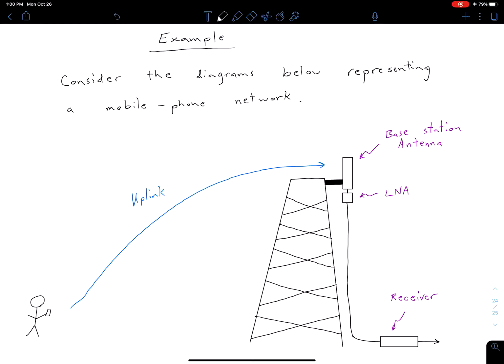It reaches an antenna, which is on top of some tower. After this base station antenna, the signal goes to some low noise amplifier. The signal then goes through some cabling to the bottom of the tower, where it is fed into a receiver, and then it can be sent out to wherever it needs to go.